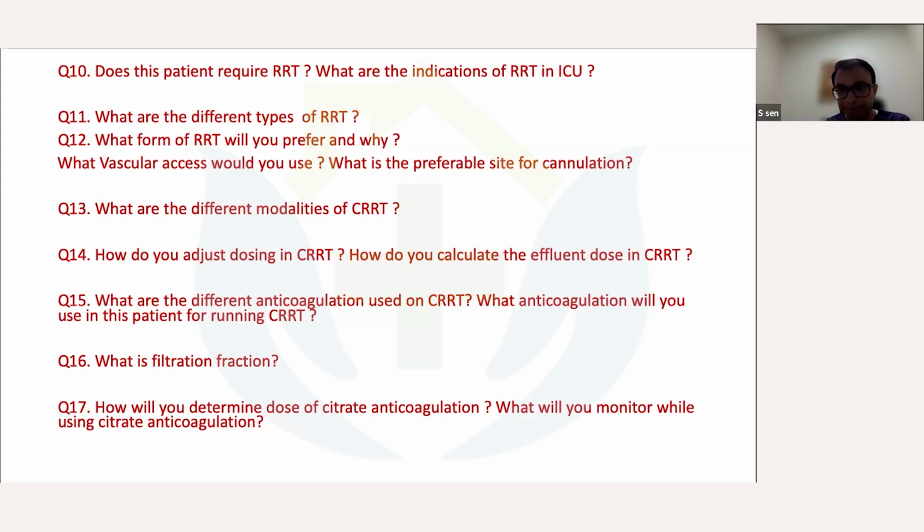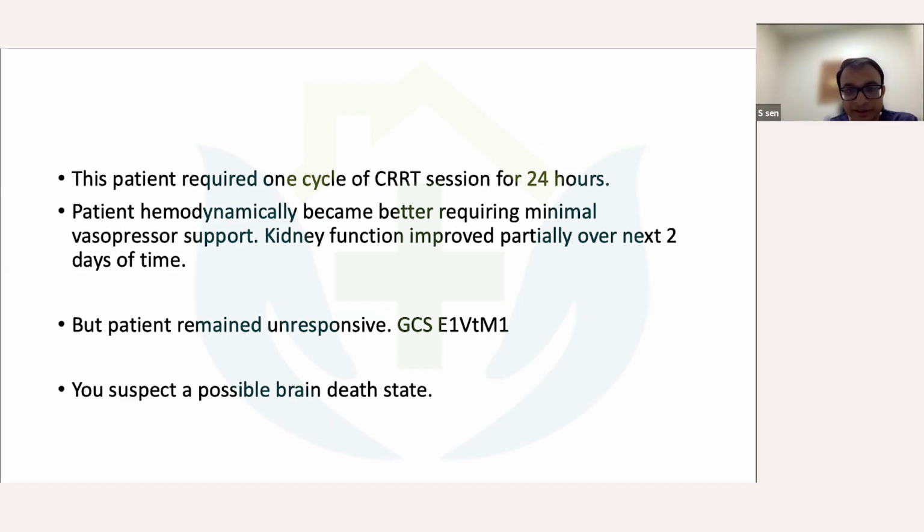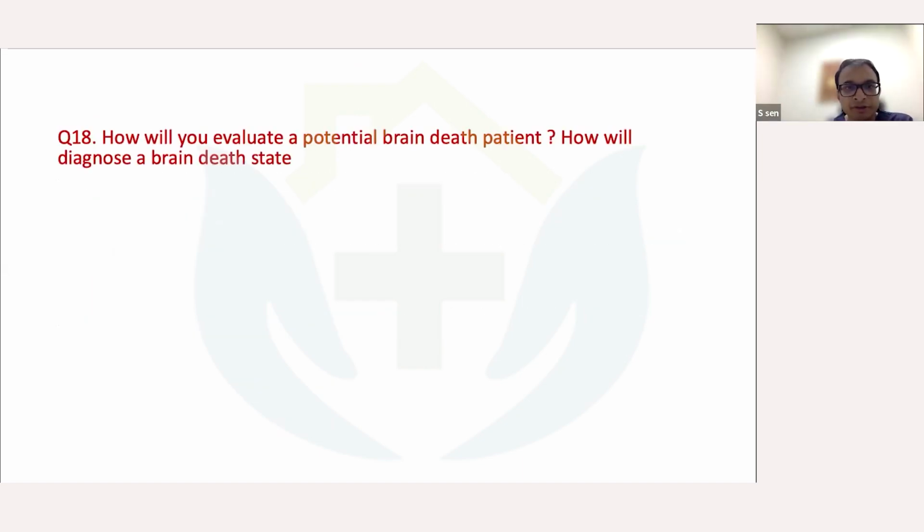Sure. Okay. This patient required one cycle of CRRT in the last 24 hours. The patient hemodynamically became better, requiring minimal vasopressor support. Kidney function improved partially over the next 2 days, but the patient remained unresponsive. This was E1 VT M1. We suspect a possible brain death state. How will you evaluate a potential brain death patient, and how will you diagnose a brain death state?